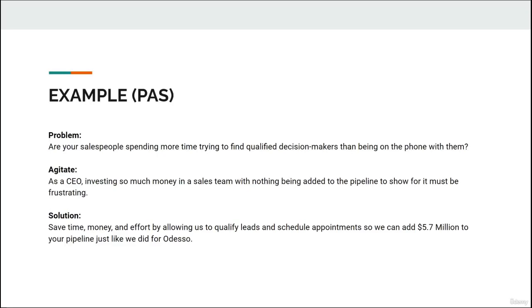And then simply, we just provide us as a solution. Our solution is save time, money, and effort by allowing us to qualify leads and schedule appointments so we can add $5.7 million to your pipeline, just like we did for Odeso. Now, this is basically an email that I actually sent for my lead generation agency. This is an email that I have sent before, right? It's very good. It gets a lot of responses because it really draws on their emotional side. Okay. So this is a great formula for you to do. The PAS, which is problem, agitate, solution.